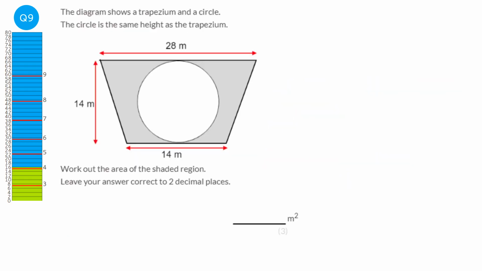11.88. So the first thing we're going to do is work out the area of the trapezium.